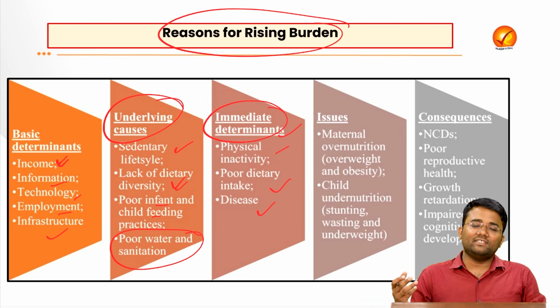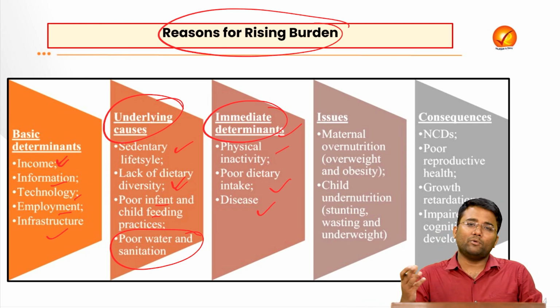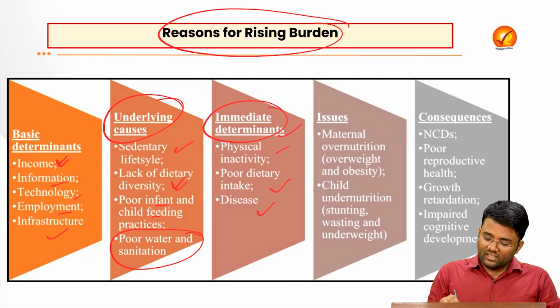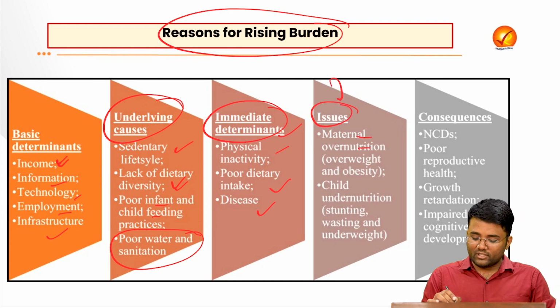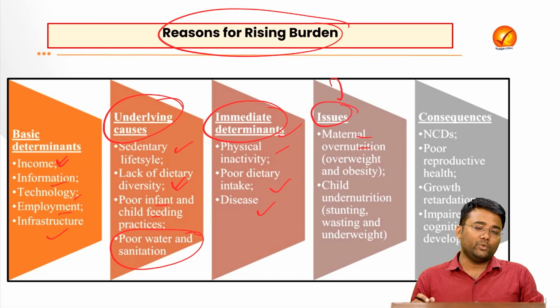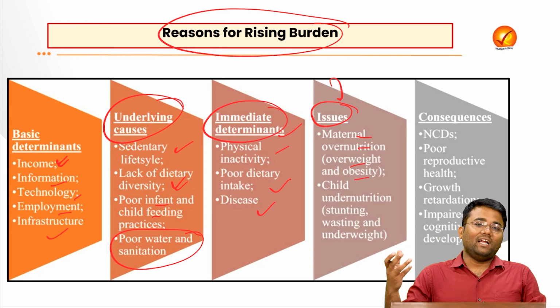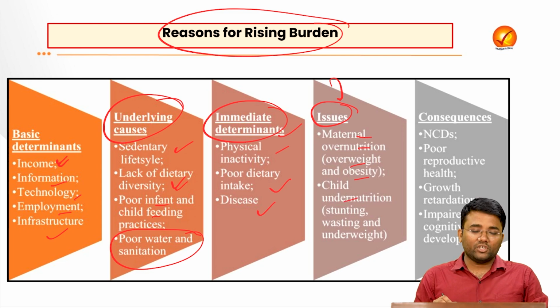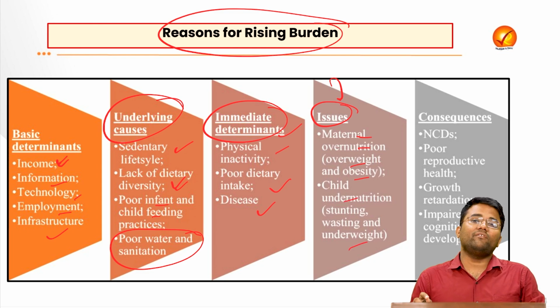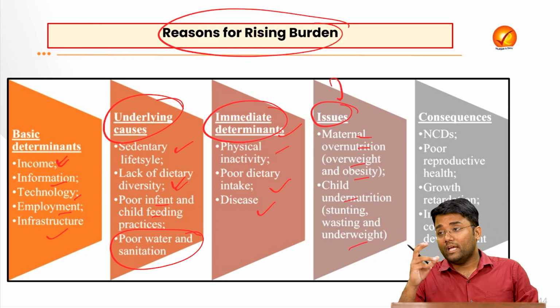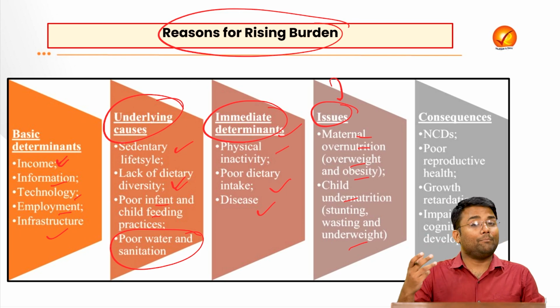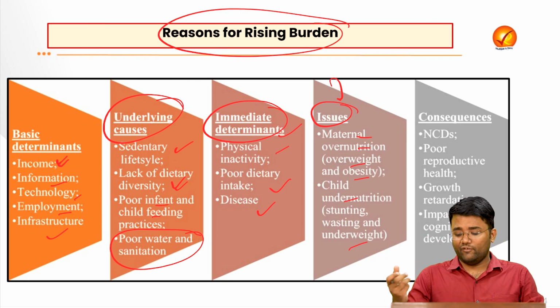for having those diseases. For example, diabetes can happen because of genetic reasons. And this is leading to various issues, for example maternal overnutrition, overweight, obesity, and the related maternal diabetes that can happen, and child undernutrition leading to stunting, wasting, and underweight of the children, which will also impact their cognitive abilities, the development of their brains, etc., as well as their future.